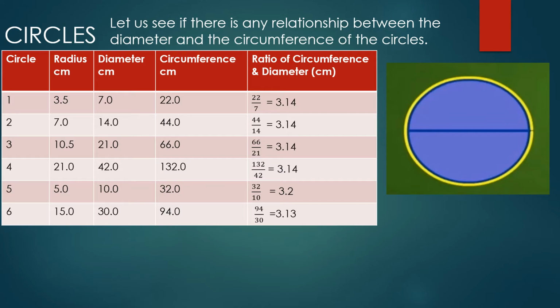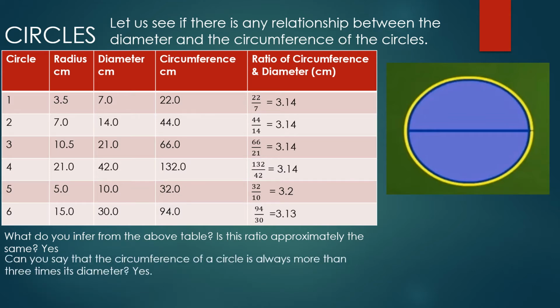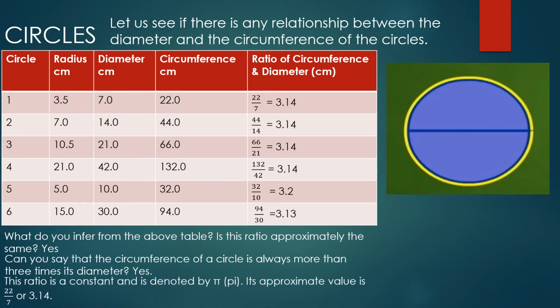Second circle is of the radius 7 centimeter and diameter will be 14 centimeter, and the circumference we measured and we got it as 44, and again the ratio we got is 3.14. Similarly, we have taken 6 different circles of different radii and we got the ratio also. What do you infer from the above table? Is this ratio approximately the same? Yes. Can you say that the circumference of a circle is always more than 3 times its diameter? Yes, always we are getting it almost equal to 3.14.